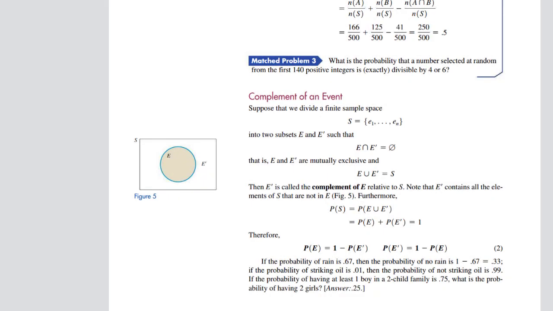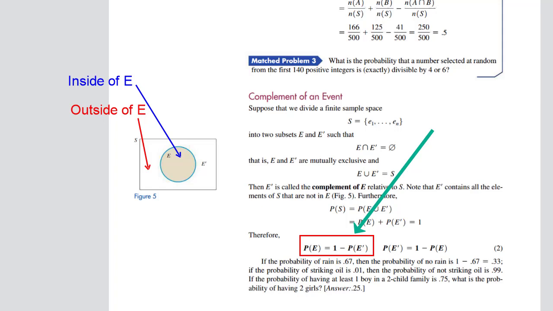The second thing we're looking at in section 8.2 is the concept of the complement of an event. Using a Venn diagram is a really good visual way to understand this concept. The diagram is saying that if E is everything in an event, then E prime is everything outside the event. Also, if you know the probability of E, you can find the probability of its complement just by subtracting that probability from 1. It works the other way too.